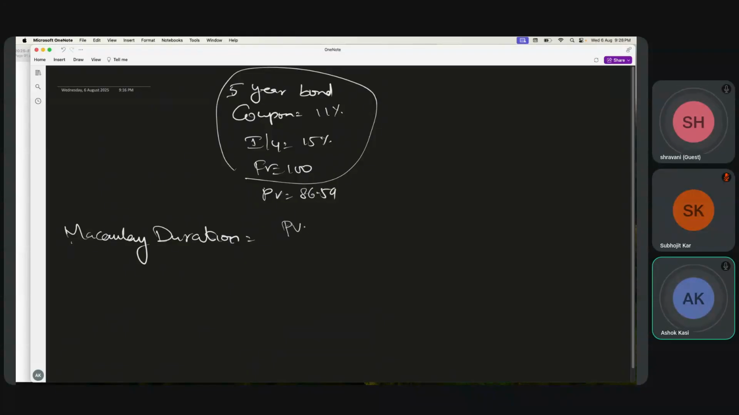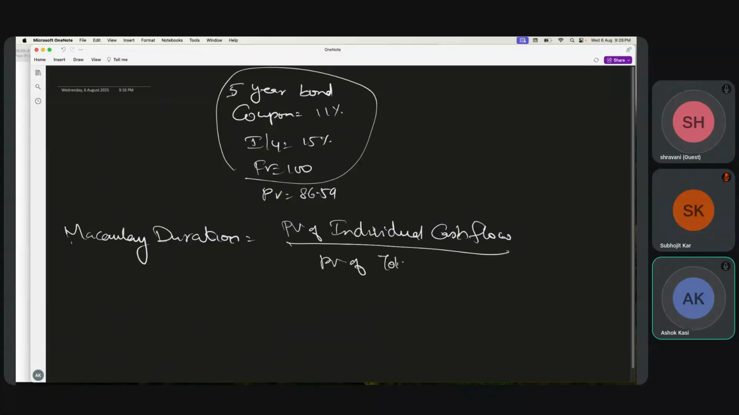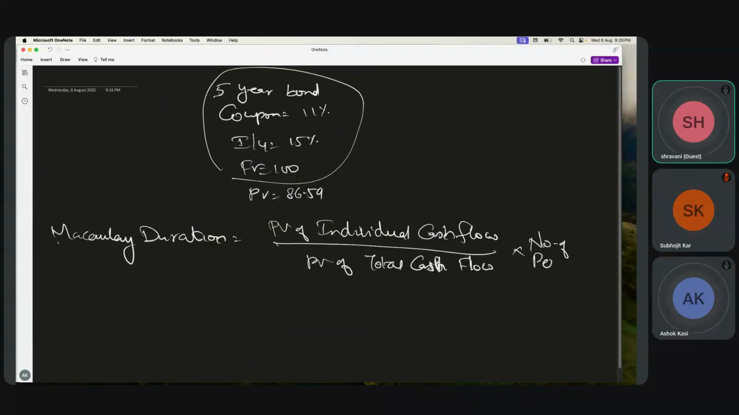equal to present value of individual cash flow divided by present value of total cash flow. Okay, into number of periods of payment. Okay.